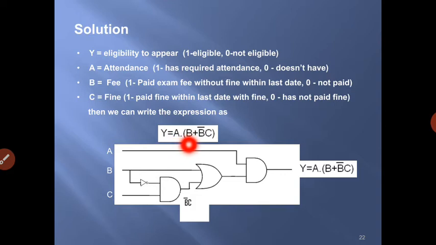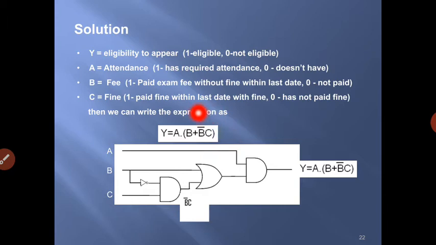Next, what about b? b is nothing but paying the fee without fine. If b is equal to 1, then there is no need of considering b bar into c. If b is equal to 0, that means if he didn't pay the fee within the last date, then he needs to pay the c variable, that is the fine. If he has not paid the fee within the last date, he has to pay the fee with fine, that is nothing but c. So y is equal to a, which is a must for eligibility to appear for the examination, and the condition for paying the fee is like this: b plus b bar into c.